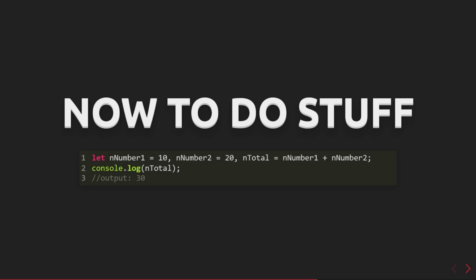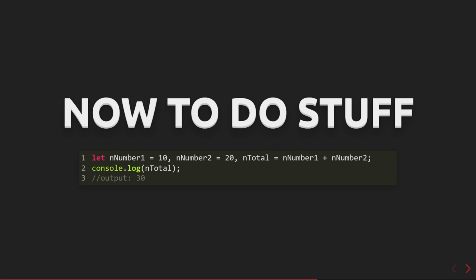You can also be a super hardcore JavaScript guru and do the following. You can say let nNumber1 equal 10, comma, nNumber2 equal 20, comma, nTotal equal nNumber1 plus nNumber2. Those are functionally the same thing. However, if you have 10 variables to declare, it would become a little hard to read.